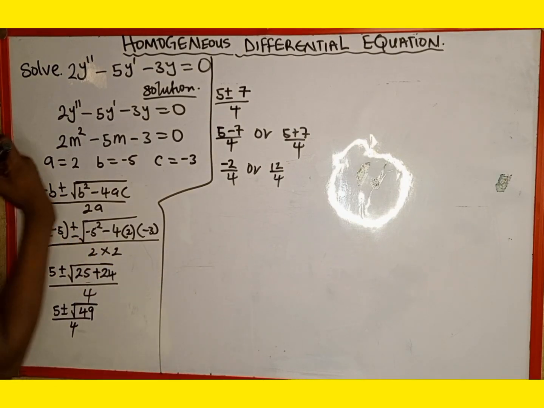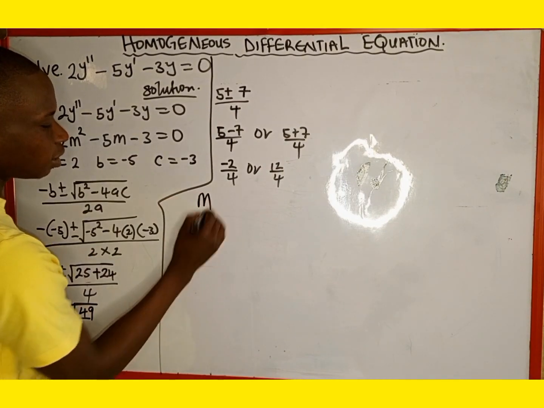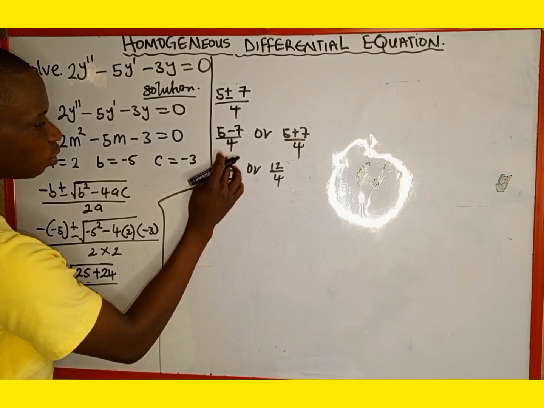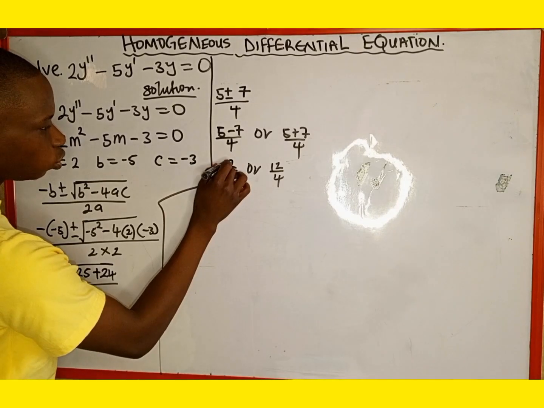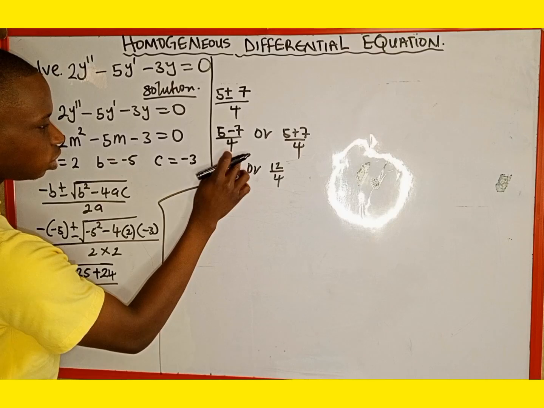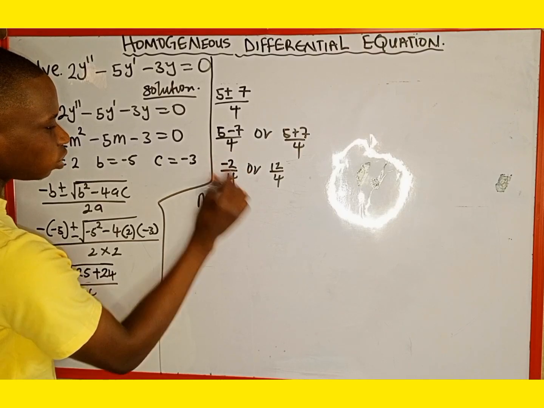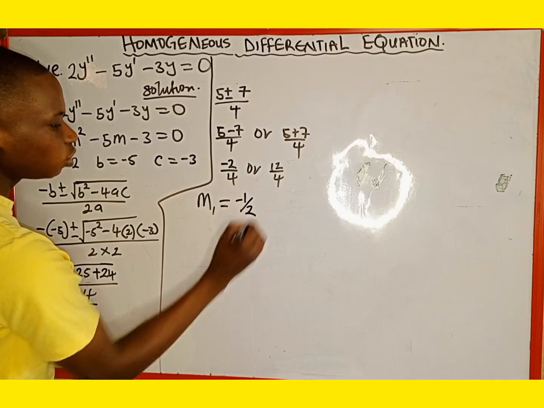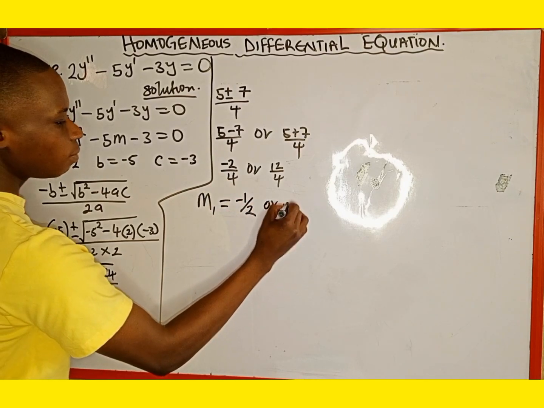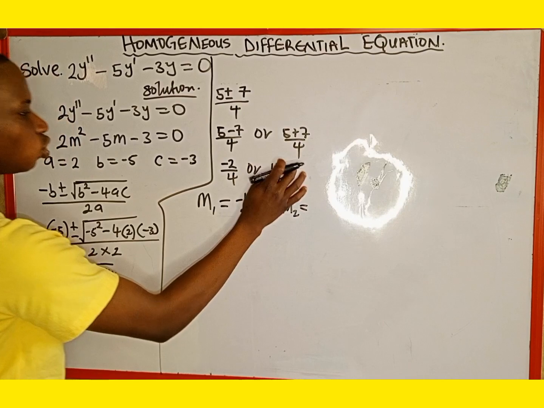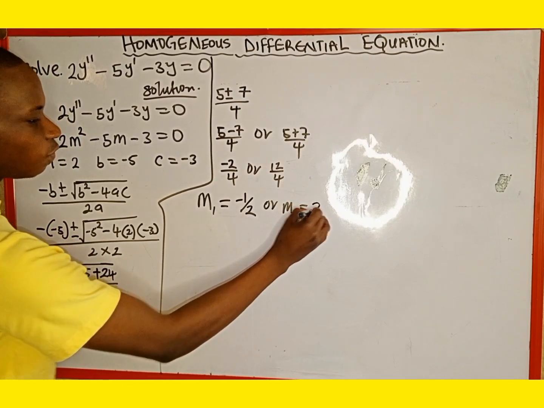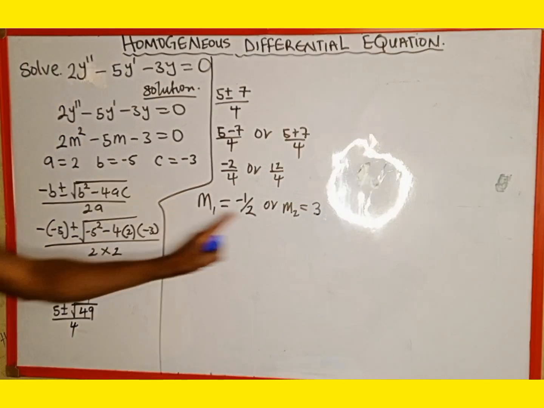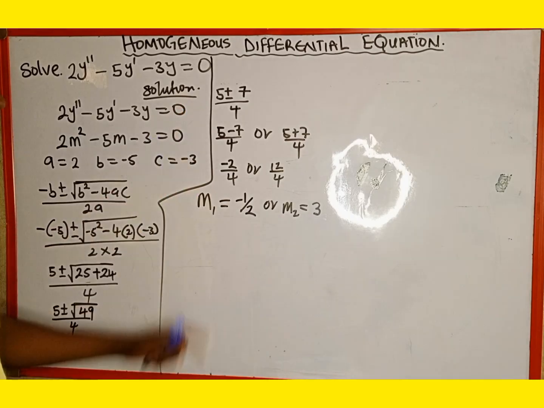Therefore, the two roots of this quadratic equation can be represented by m1, which is equal to minus 2 over 4. 2 can go into minus 2 one time to be minus 1, and 2 can go into 4 2 times, so m1 is minus 1 over 2. Or m2 will be equal to 12 divided by 4, which is going to give us 3. So these are the two roots of this homogeneous differential equation.